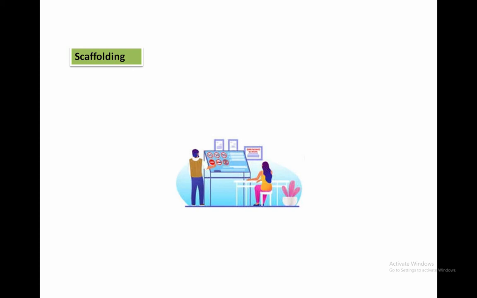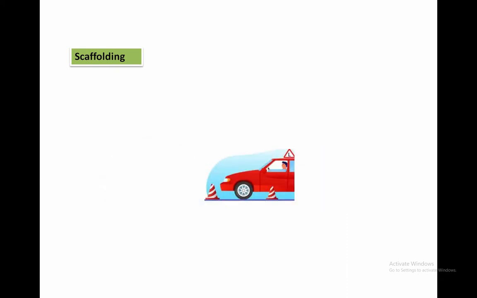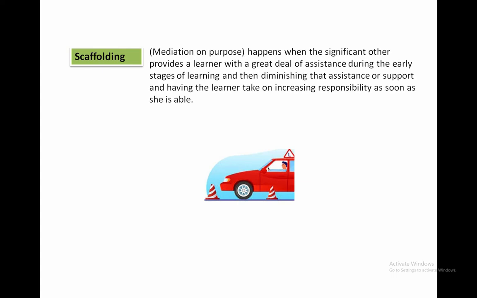For the purpose of making this mediation more fruitful, the driving instructor provides Asma with a great deal of assistance at the beginning, and he diminishes this assistance gradually until Asma becomes able to drive alone. This mediation on purpose is called scaffolding, and it happens when the significant other provides a learner with a great deal of assistance during the early stages of learning, and then diminishing that assistance or support and having the learner take on increasing responsibility as soon as she or he is able.